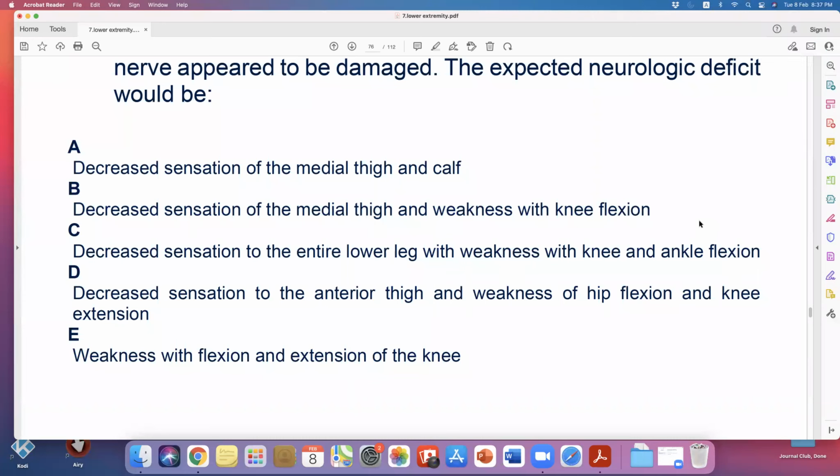D, decreased sensation to the anterior thigh and weakness of the hip flexion and knee.